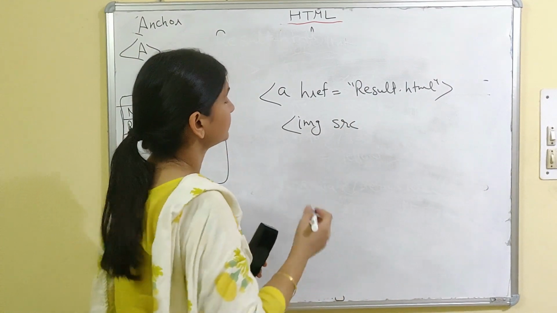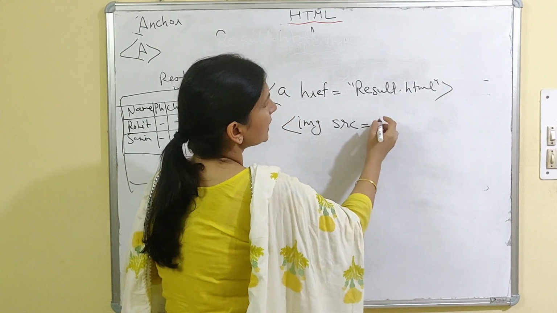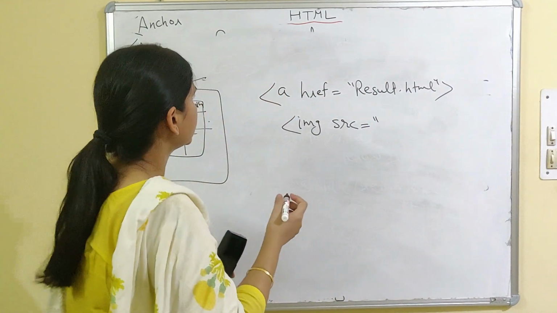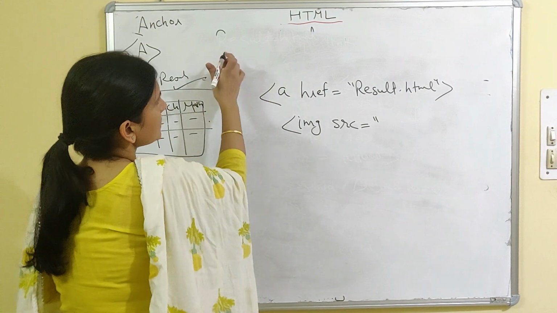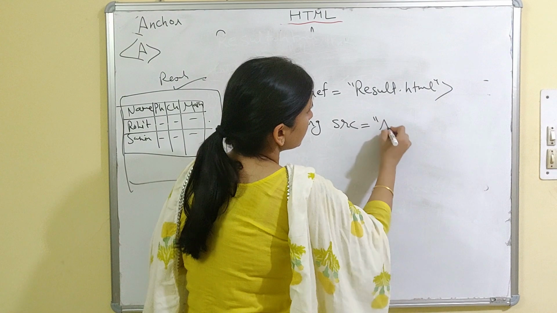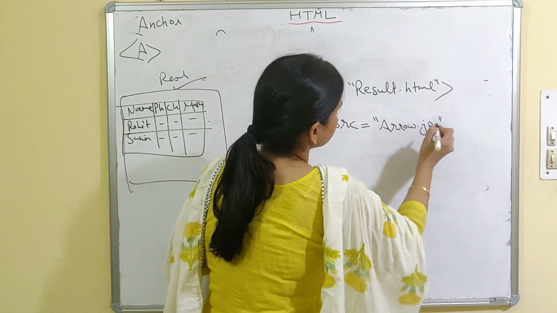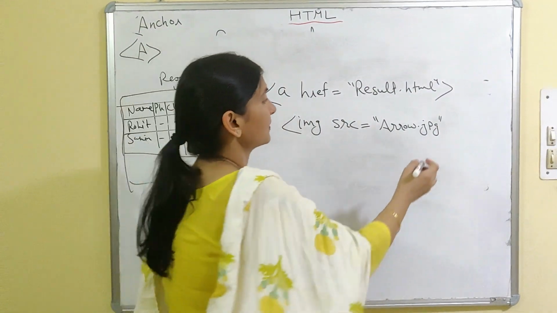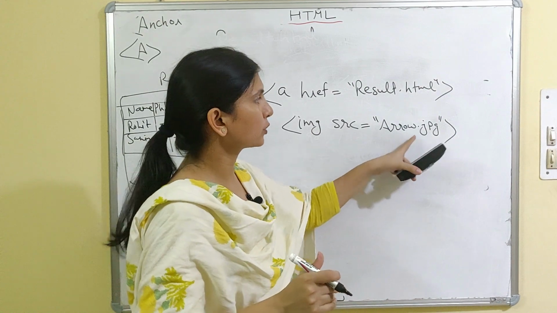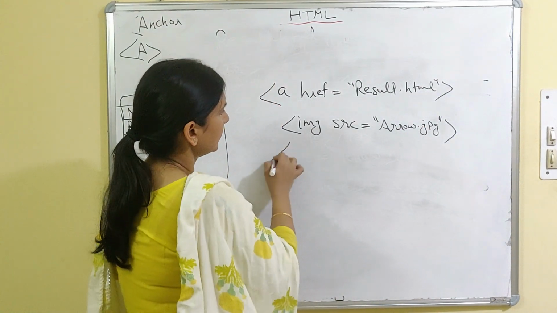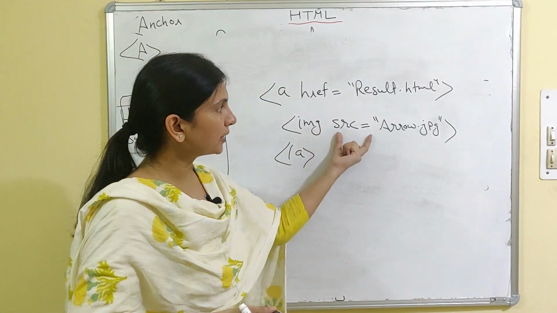src, fine, equals to, so you need to give the image name. For example, the image was of any hand like this or this, fine. For arrow you can say arrow, I am taking here arrow.jpg, fine. So this image should be there. I have just taken one example, arrow.jpg. Then a close. So this is the example how to create a hyperlink of the image.